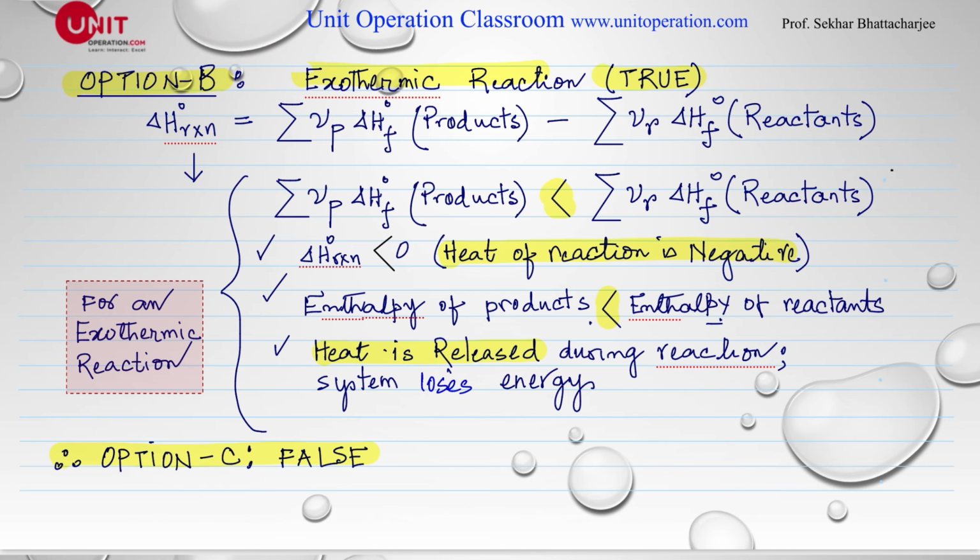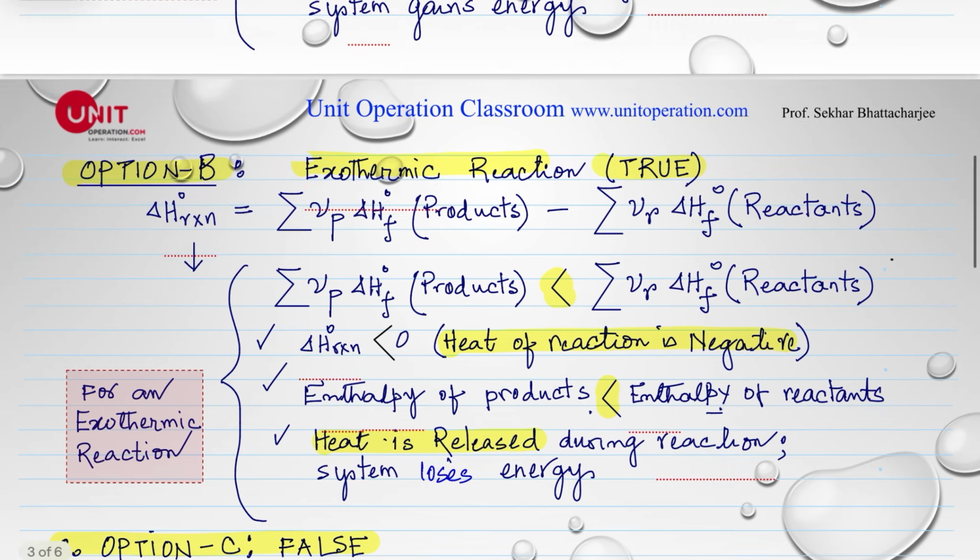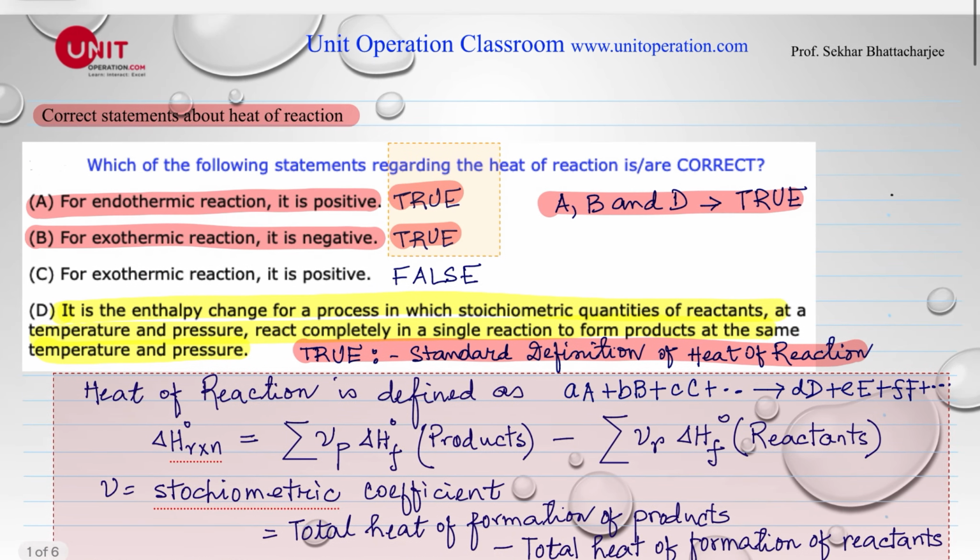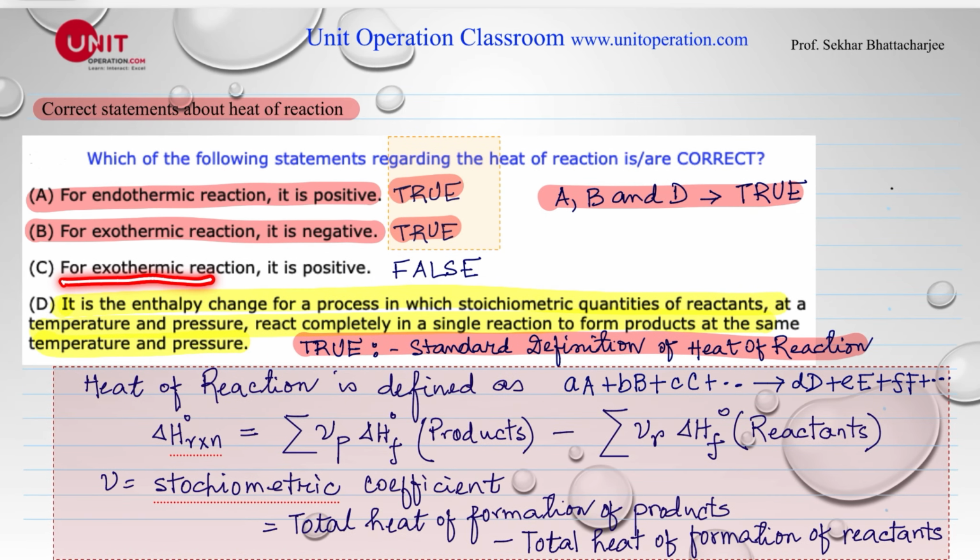And option C is just the opposite of option B, so it is false, because it says the heat of reaction for an exothermic reaction is positive. So option A, option B, and option D are true.